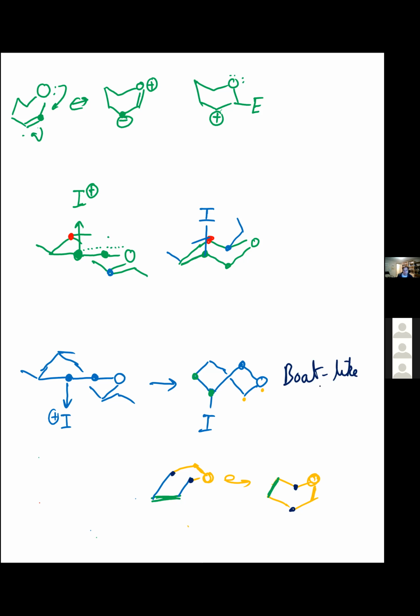Did that help at all? Yeah, I think I can kind of spatially see it now. Yeah, I think actually if you have a model kit, it's not a bad idea to make one. Where's my notes? Yeah, I'll just make a note to make a model.